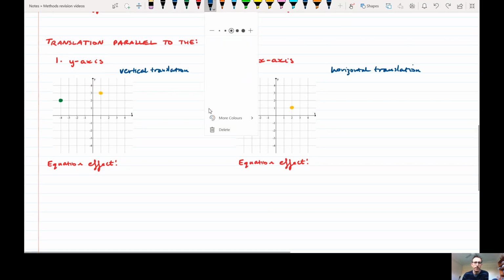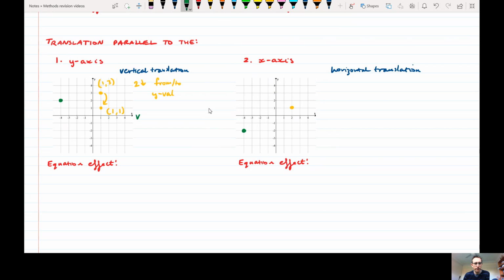So in this case here, for the translation, I'm going to add or subtract the value of c, or whatever it might be, to or from the y value. So in this case, I'm going to do a vertical translation of 2 units down. So 2 down. What I do, I take the coordinate that was at 1, 3, and that now becomes 1, 1. I've subtracted 2 from the y value.